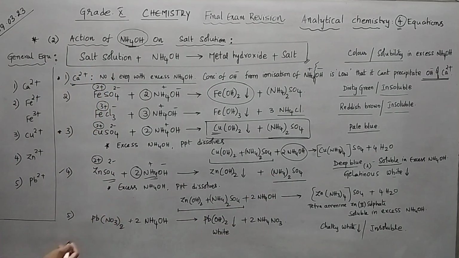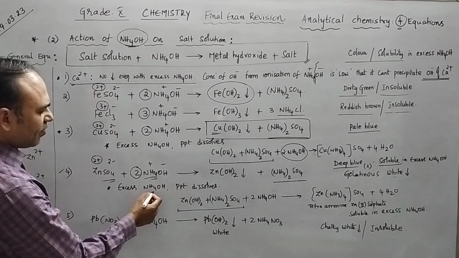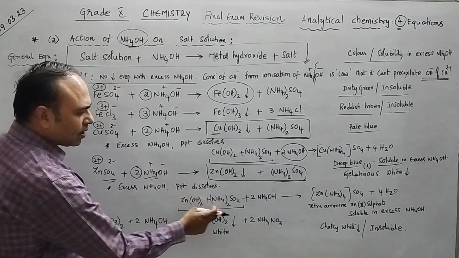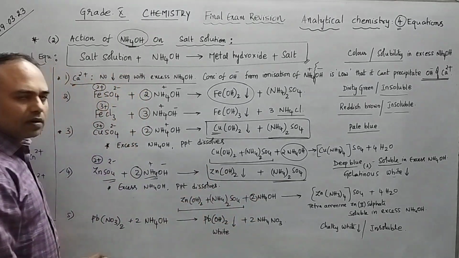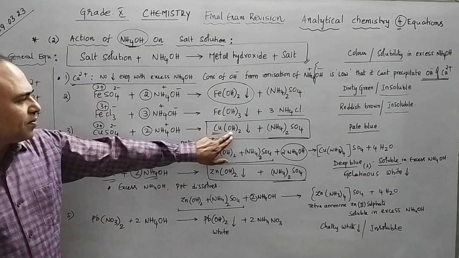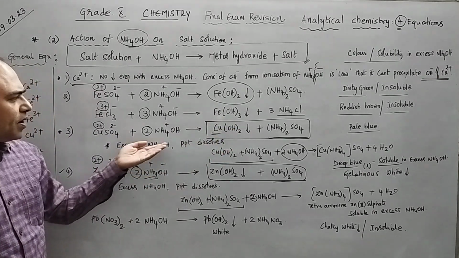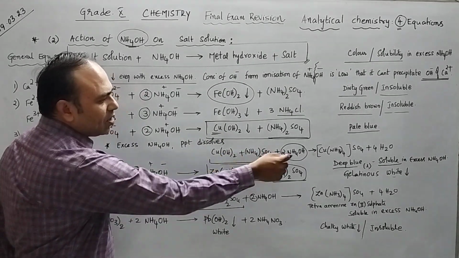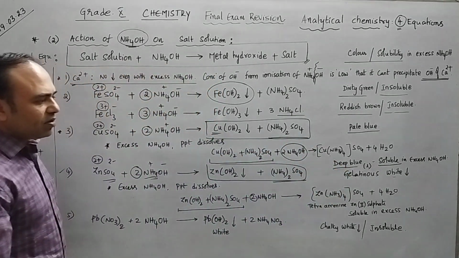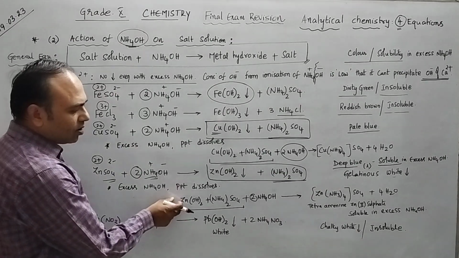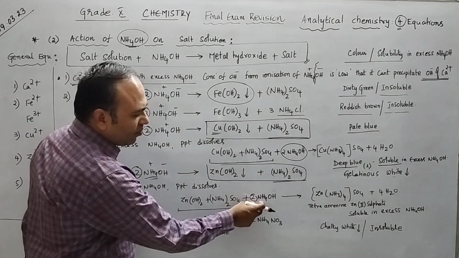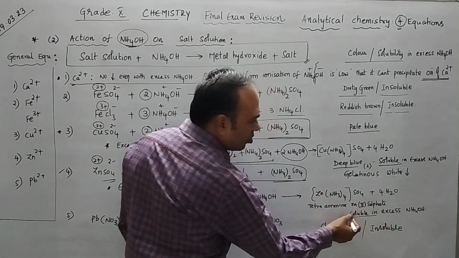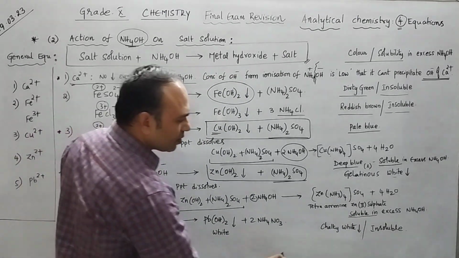Now if you take excess, what will happen? If you take excess of ammonium hydroxide, you continue with excess of ammonium hydroxide. Hope you are able to understand this. Here the precipitate is formed, but if you add excess of ammonium hydroxide, this will get dissolved. Similarly, zinc hydroxide will get dissolved in excess of ammonium hydroxide, and what you will get? Tetraamine zinc sulfate, and it is soluble in excess of ammonium hydroxide.